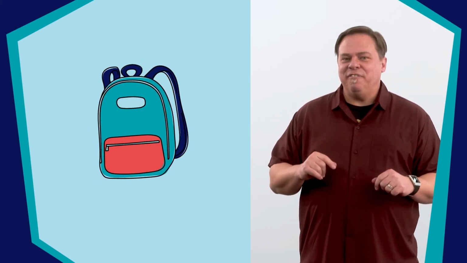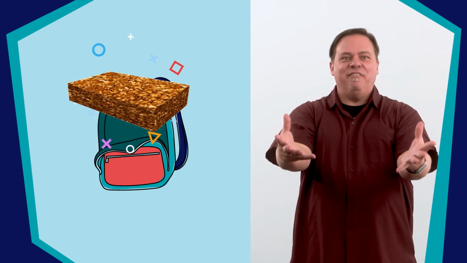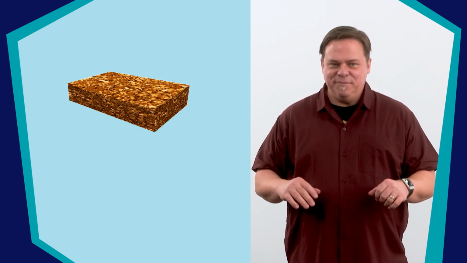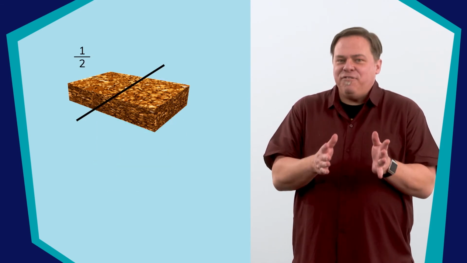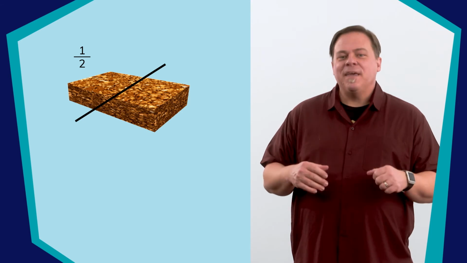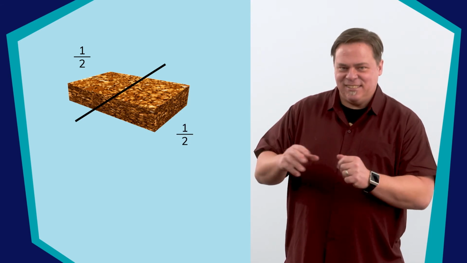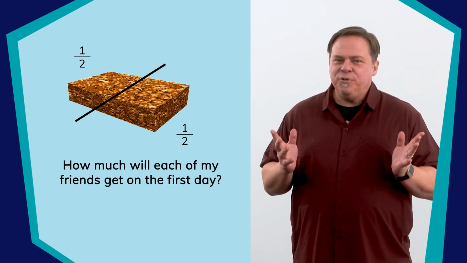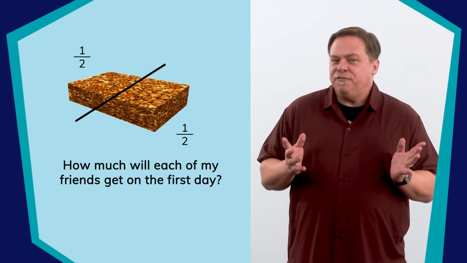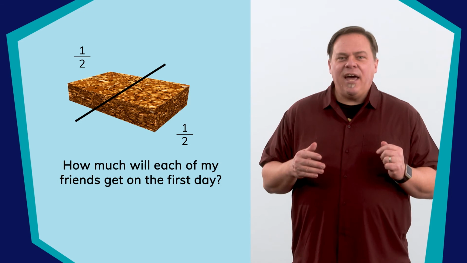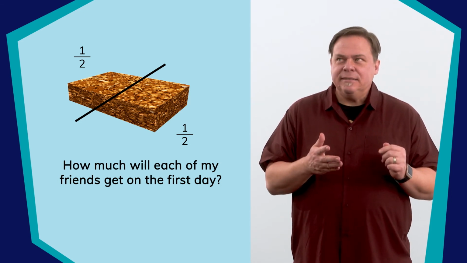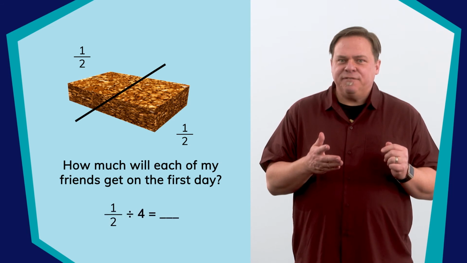No one will have any trouble on day 1. But when we stop for lunch on day 2, I'm going to surprise them with the granola brick. This will be just for them. I've got my own food. I'll give them half the brick on the second day and the other half on the last day. My question is, how much will each of my friends get on the first day? I'll have 1/2 of a brick divided 4 ways. What's 1/2 divided by 4?